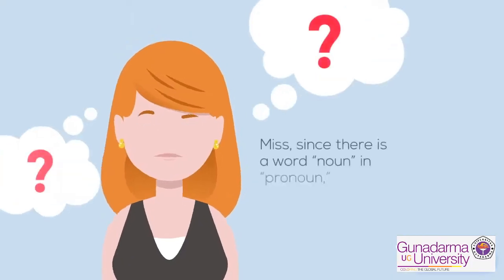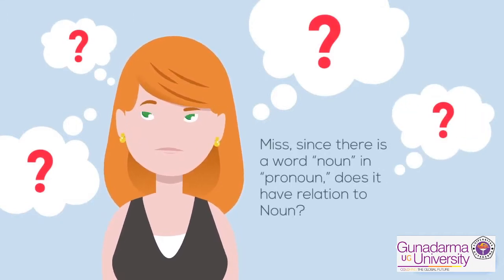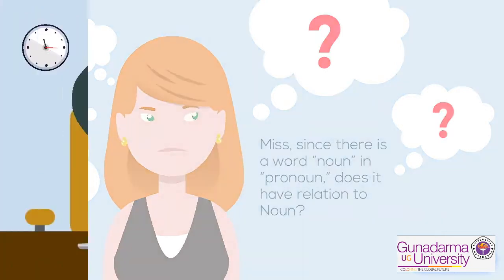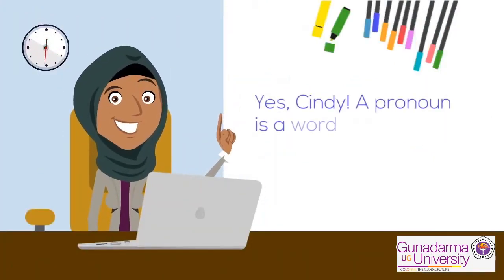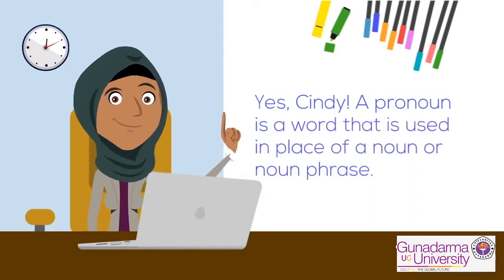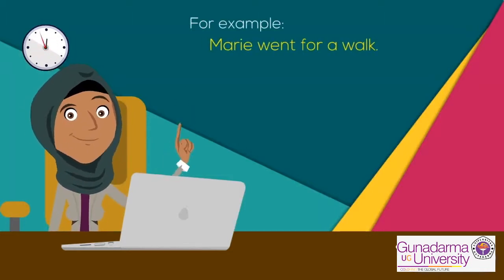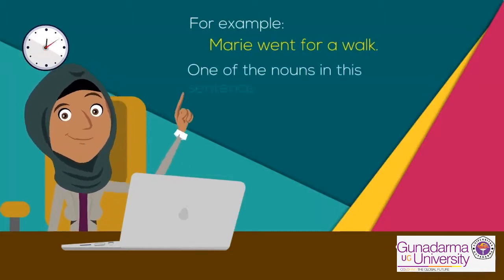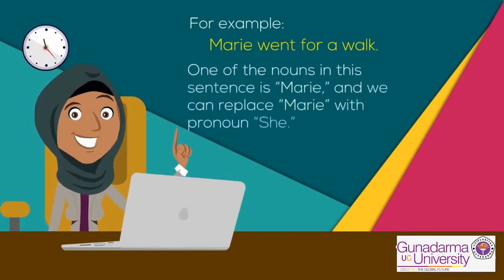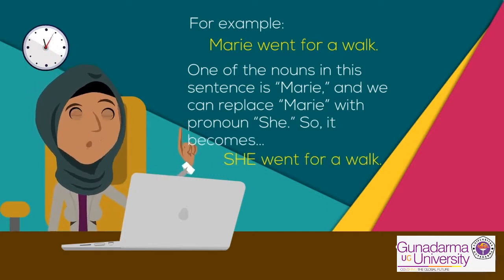Miss, since there is the word noun in pronoun, does it have a relation to noun? Yes, Cindy. A pronoun is a word that is used in the place of a noun or noun phrase. For example, Mary went for a walk. One of the nouns in the sentence is Mary, and we can replace Mary with the pronoun she, so it becomes: she went for a walk.